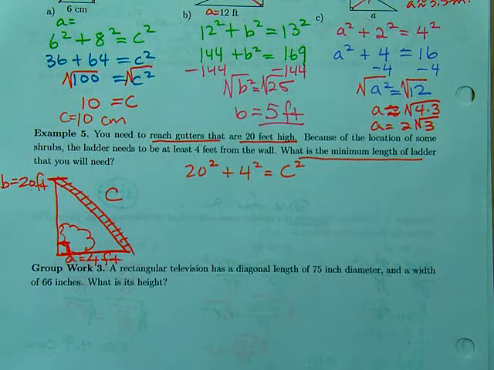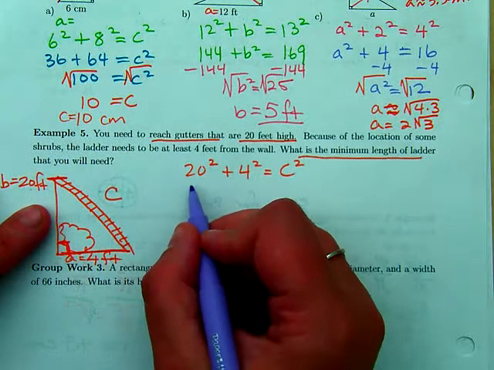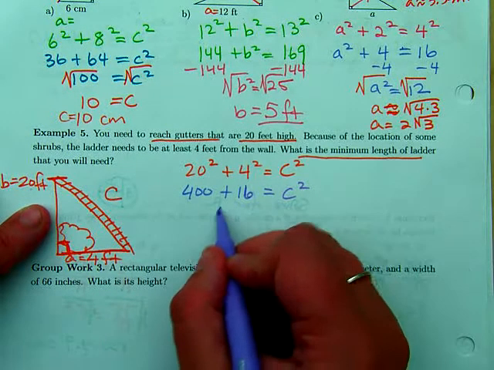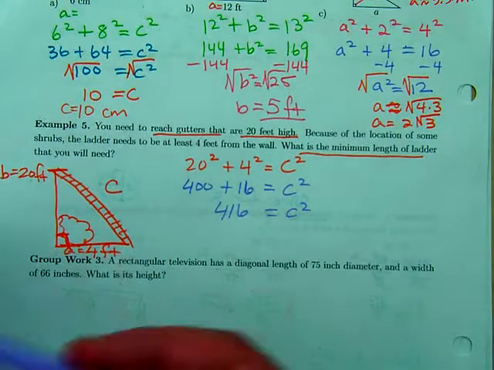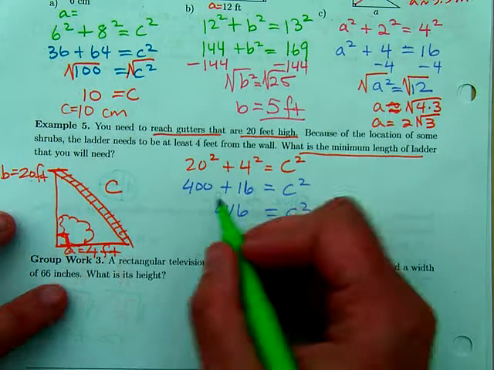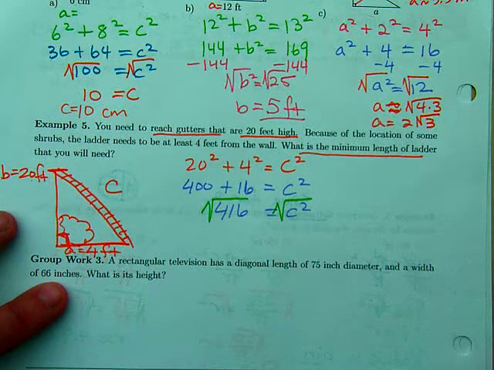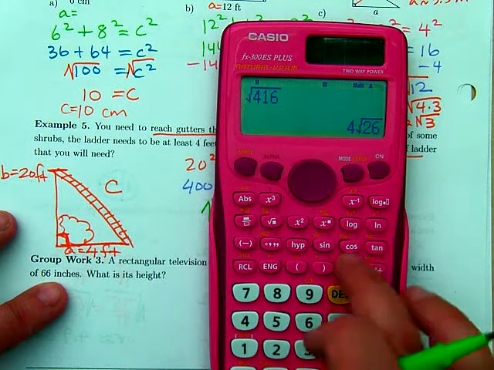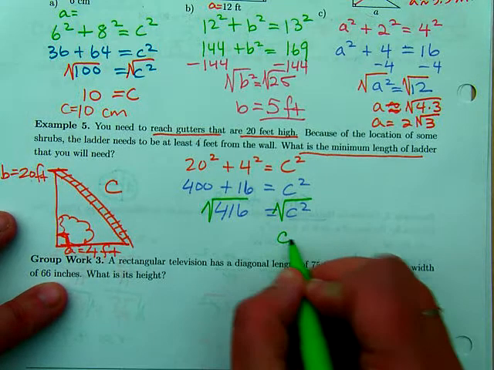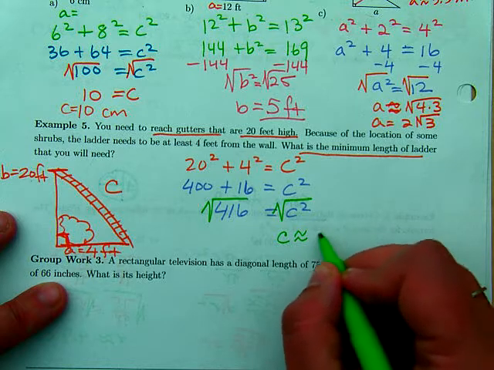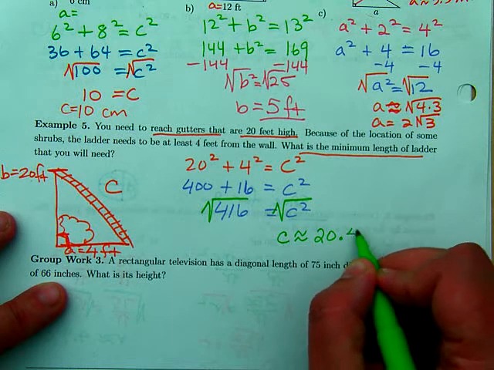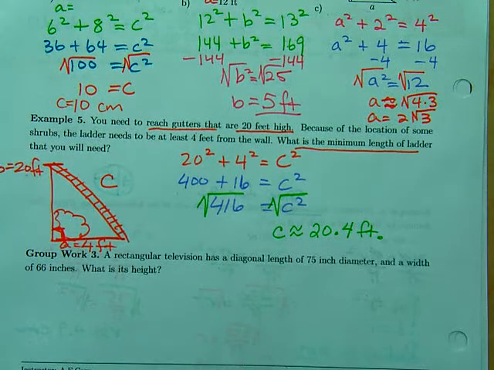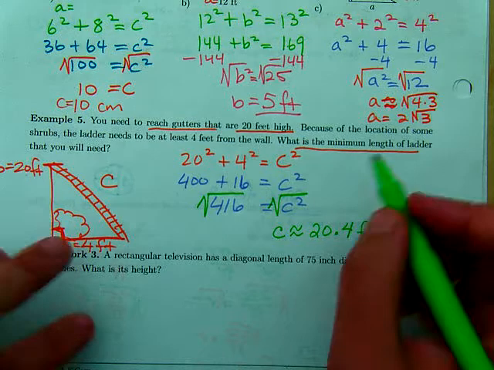And now we need to solve for C, which would be the minimum height of the ladder. 400 plus 16 equals C squared. 416 equals C squared. And then to get C by itself, we will take the square root. So the square root of 416 is, C is approximately 20.4 feet.